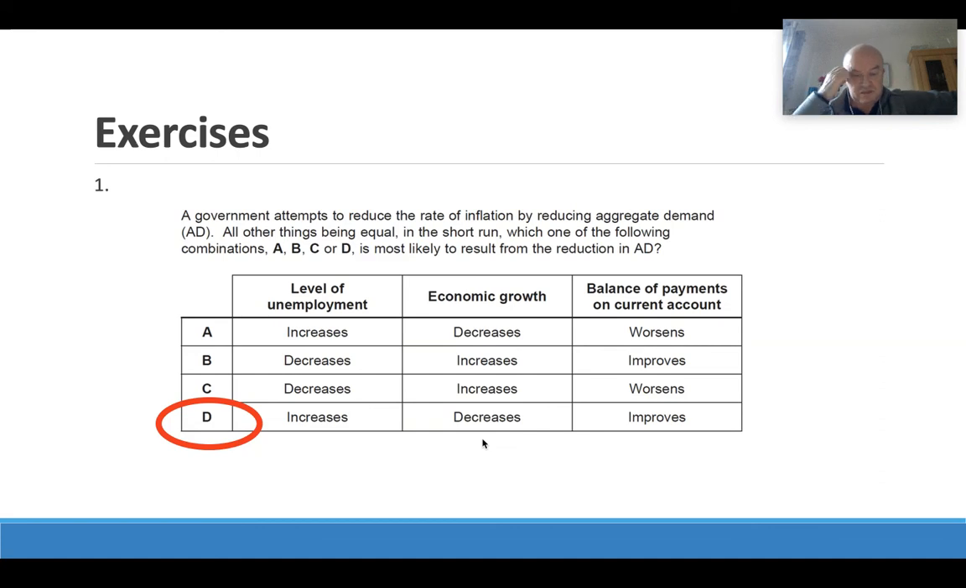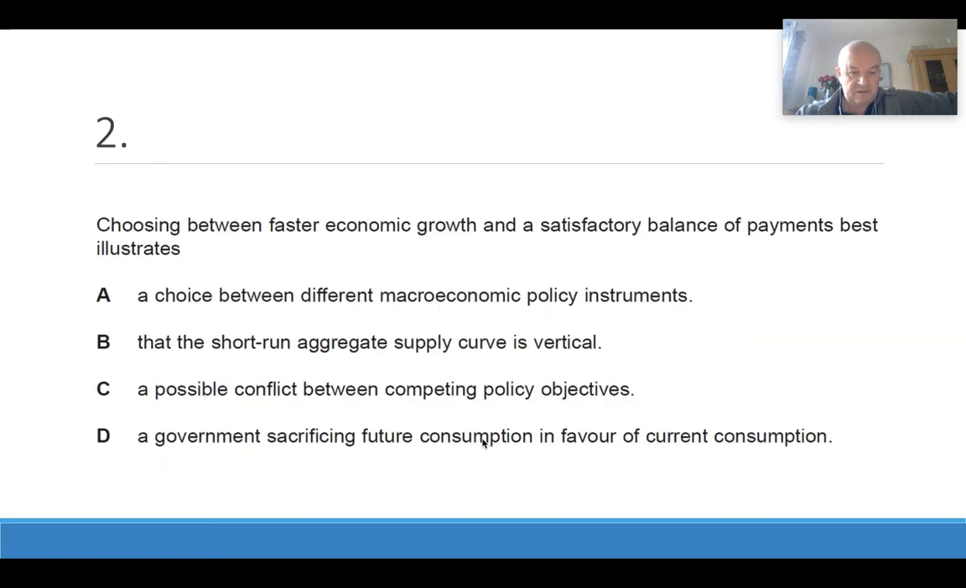Okay, so let's think about this. If we're talking about reducing aggregate demand and, in this case, trying to reduce inflation, there's a danger that the level of unemployment would increase. The level of economic growth should decrease if we're attempting to reduce aggregate demand and reduce inflation. And that should also mean that the balance of payments on the current account should improve in that situation. Okay, let's take a look at the next question then.